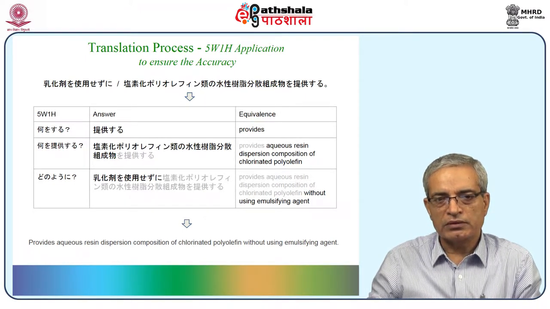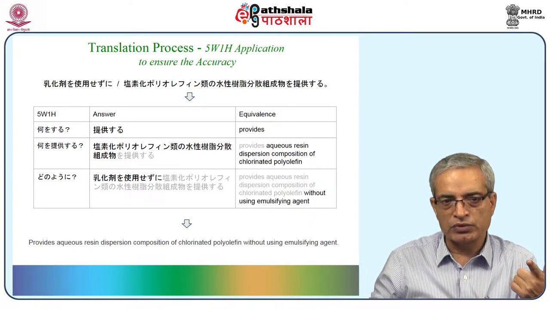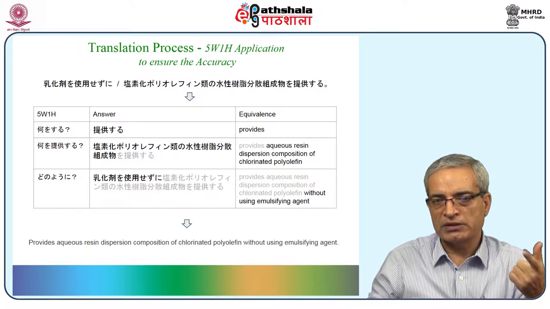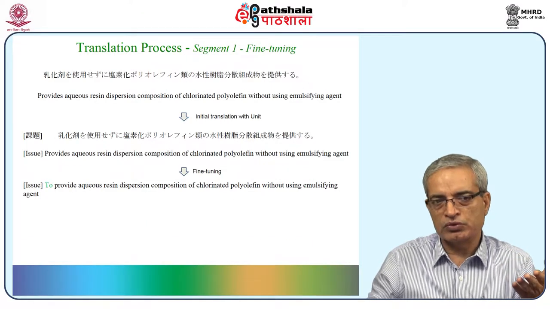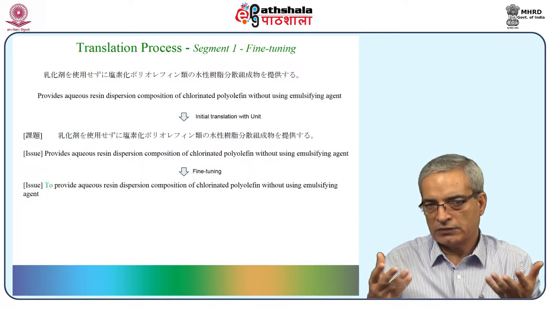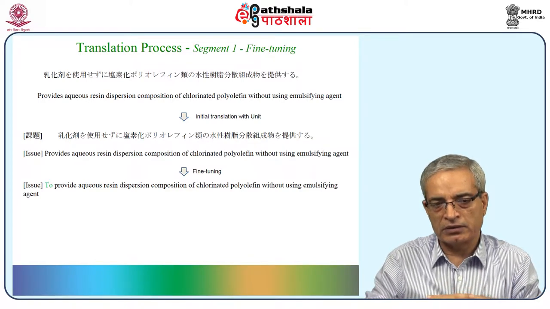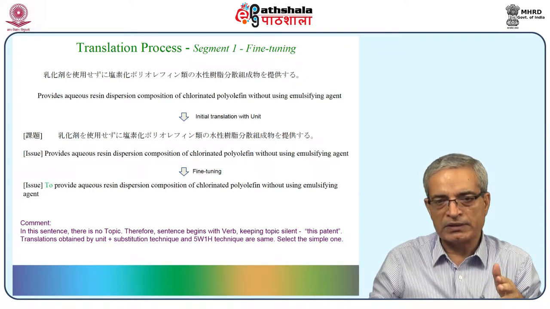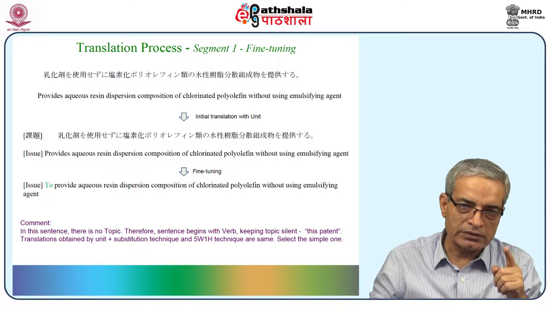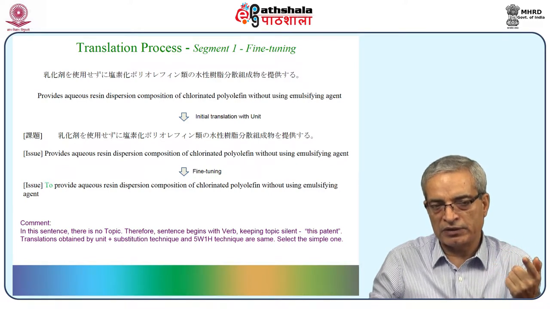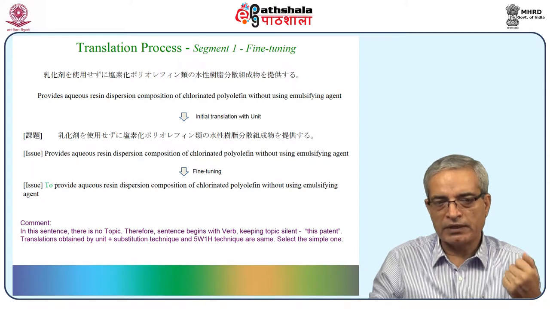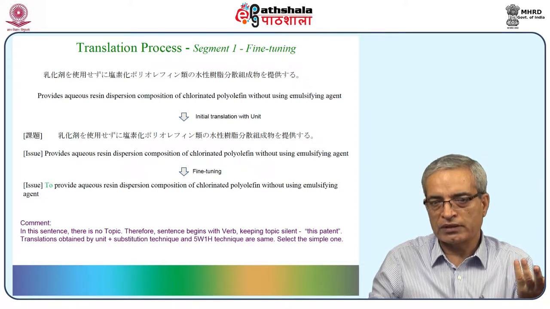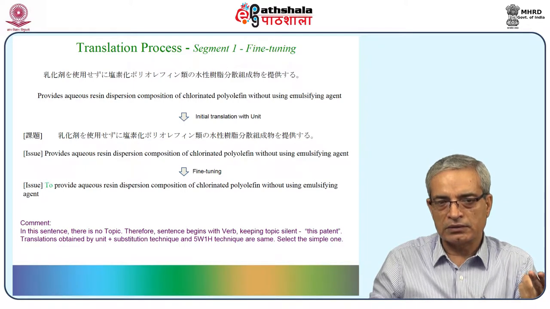Okay, let's do some fine tuning. The initial translation is by putting it as what we read a while ago, that is, provides aqueous resin dispersion composition of chlorinated polyolefin without using emulsifying agent. And fine tuning is just to put to provide aqueous resin. Even if we want to leave it, it's fine, but fine tuning will make it a little better. In this sentence there is no topic, therefore the sentence begins with the verb, keeping the topic silent. This patent is silent here, which normally we have seen in the previous examples, we were adding from our side. Translations obtained by unit plus substitution technique and 5W1H technique are the same, therefore you need to select the one which is simple. So two techniques used, and we find that both are giving the same output.